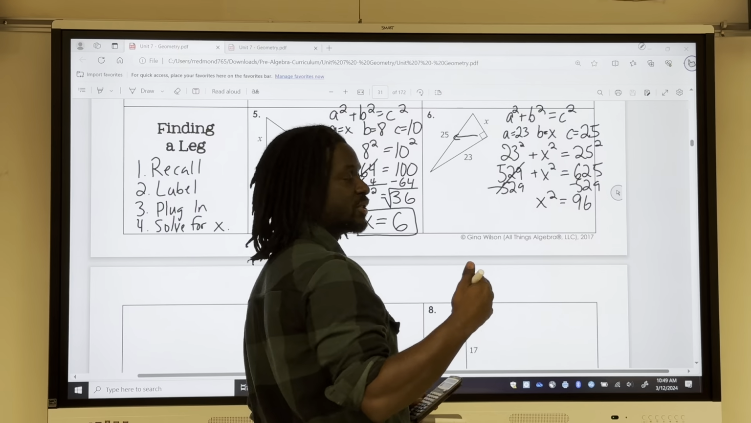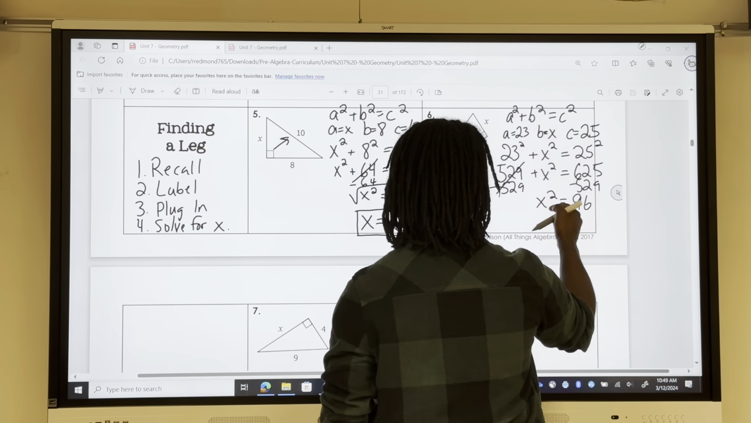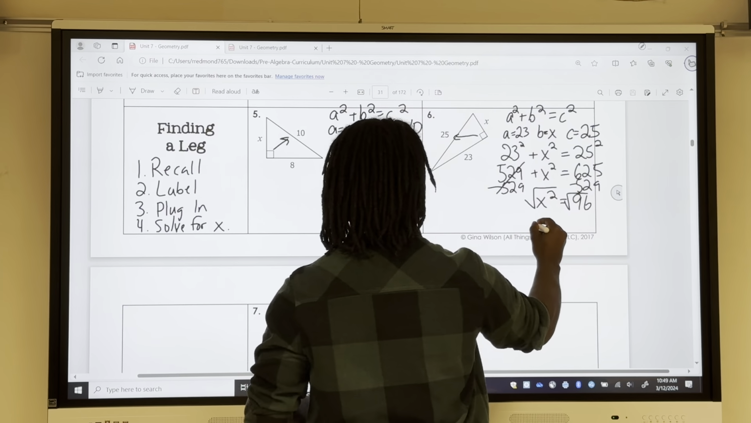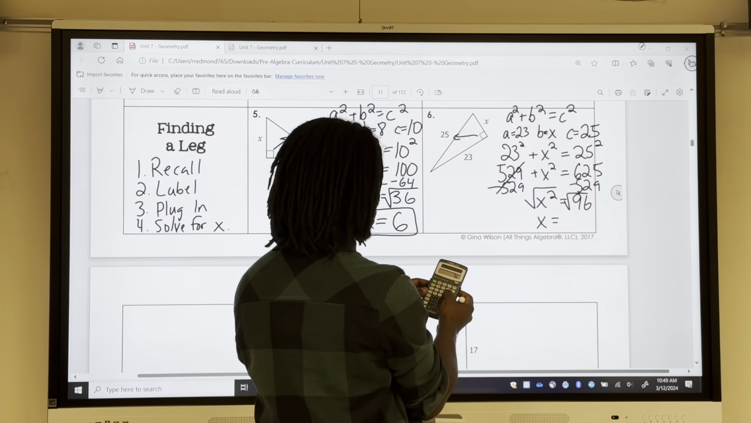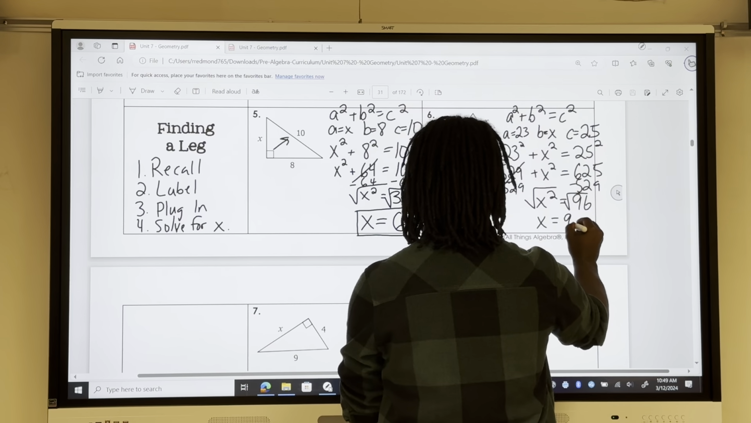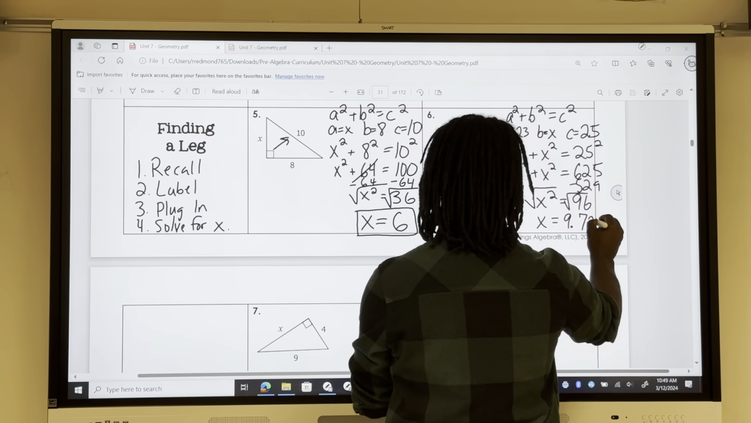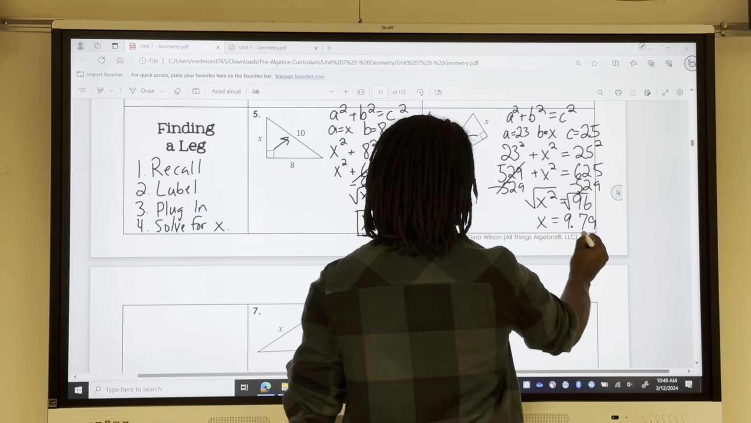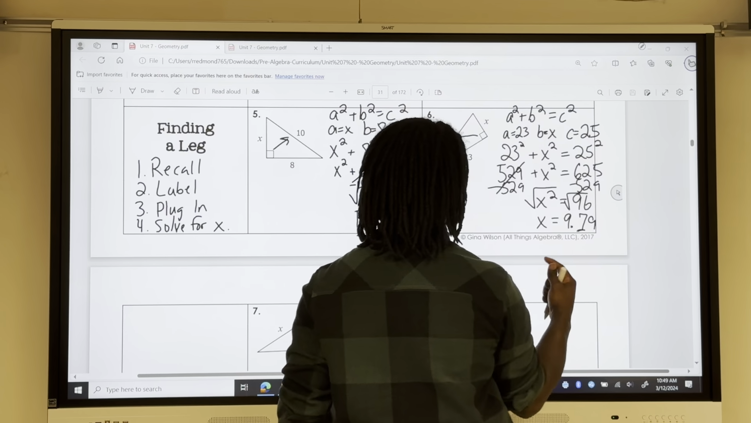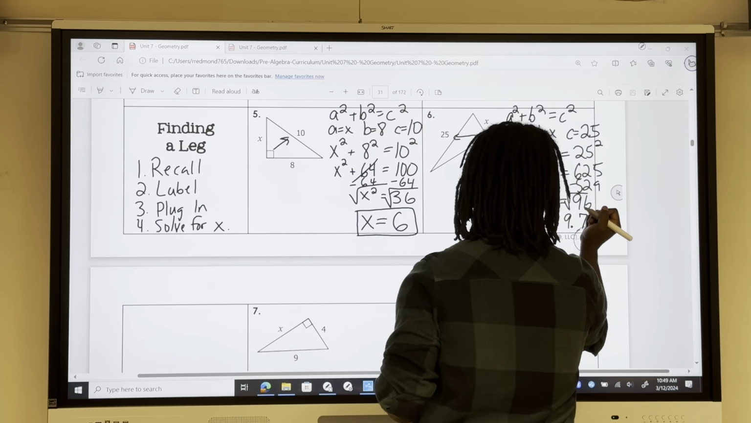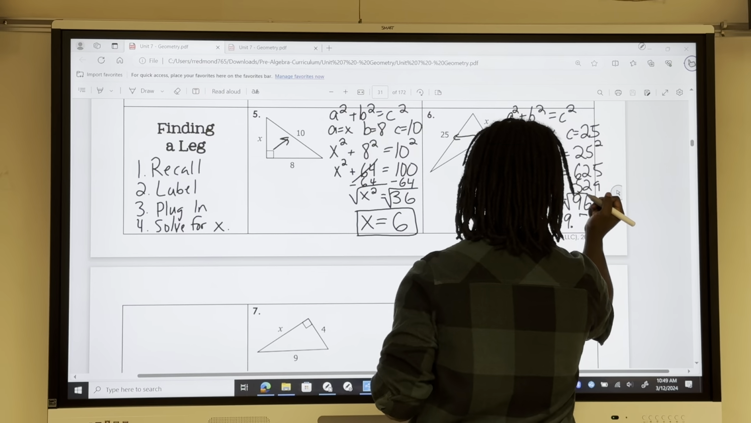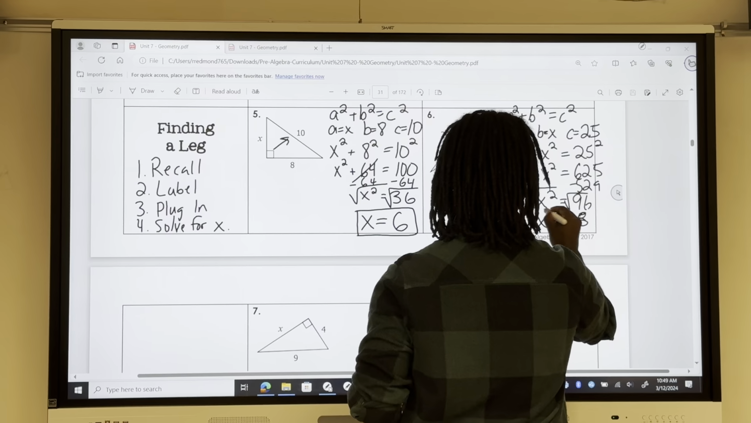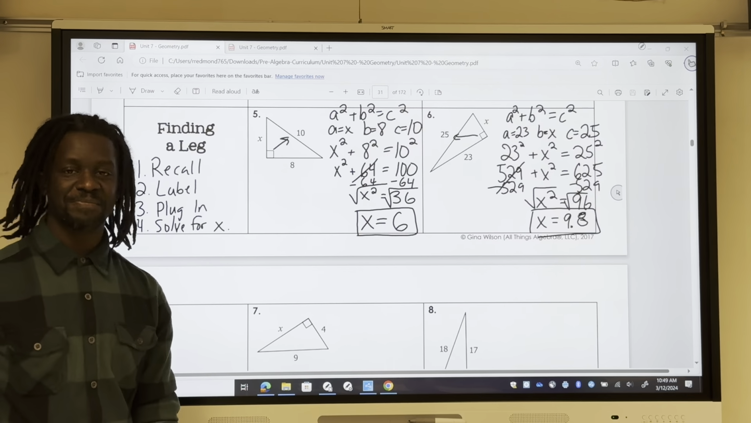Okay. Now to figure out what the x squared is, I got to get rid of the square. So I do the square root. That is going to give me x equals the square root of 96, which is 9.79. Again, I'm just going to round to the nearest 10th. So because that's a 9, that's going to round up to 9.8. So 9.8 is my answer. Okay? So there you have it.